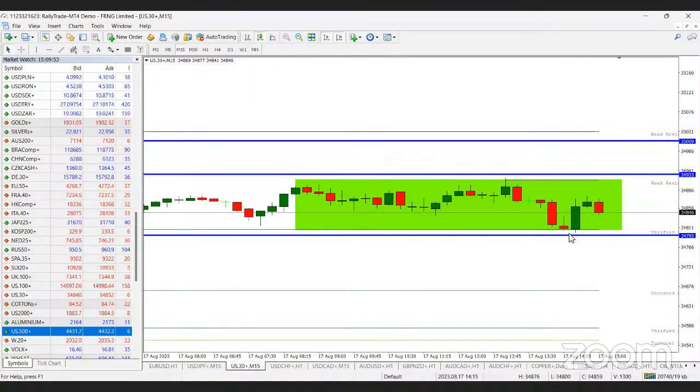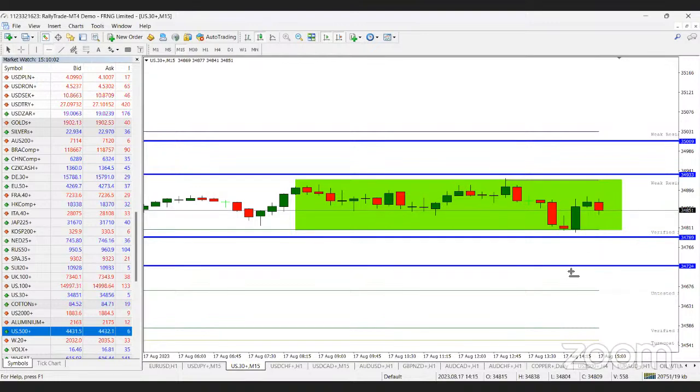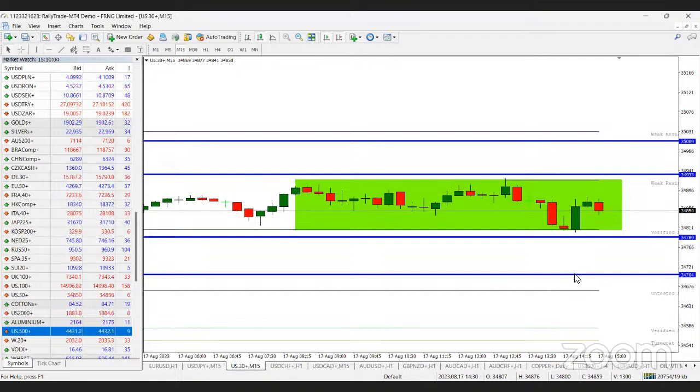But if it breaks this support, and by US 30, please, I'm going to state this, what I mean is that the body of the candle has to close before you decide. Let the body of the candle close before you decide whether it has broken it or not.